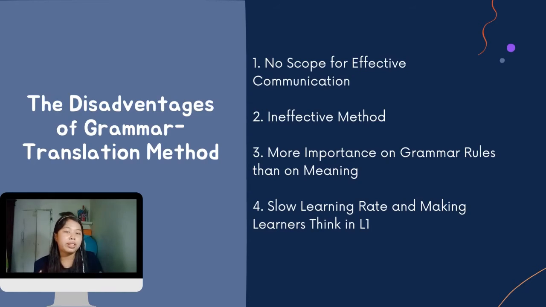Number two, ineffective method. That is because it's a teaching method which studies a foreign language in order to read its literature, focusing on the analysis of its grammar rules and on translating sentences and texts. Number three, more importance on grammar rules than on meaning; exact translation is not possible. Translation is indeed a difficult task, and exact translation from one language to another is not always possible.